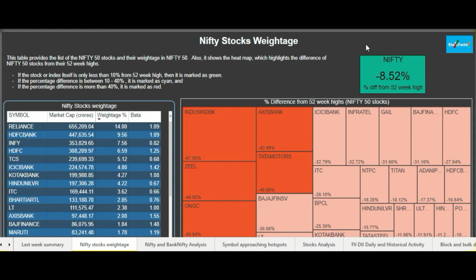And on the right hand side you can see the heat map, which tells you the percentage difference of each Nifty 50 stock as compared to their recent 52-week highs. So whatever the 52-week high was, what is the percentage difference from there?